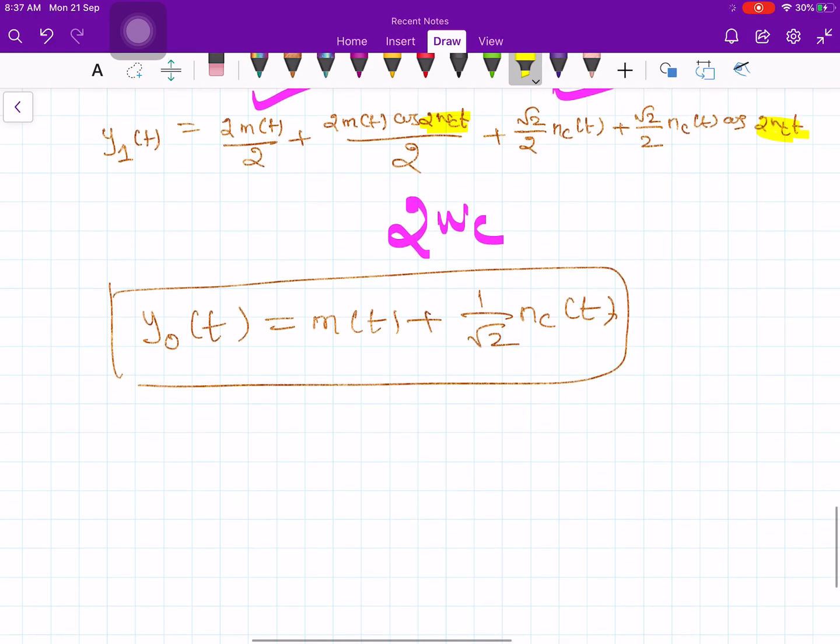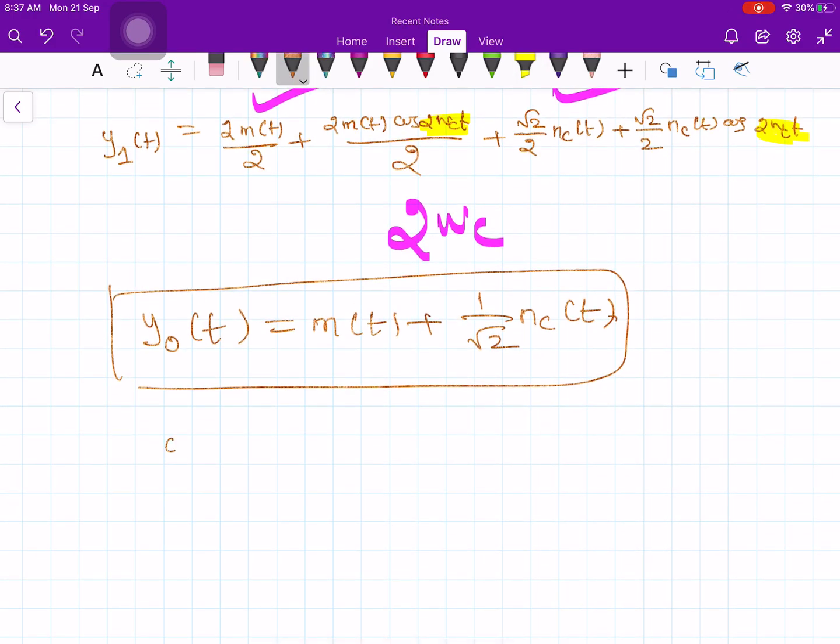Now what is your output signal here? Signal part. So this is my signal, right? Therefore m of t. Okay, what is the output signal power? S naught is equal to m square bar, the same as the input signal power. Now what is your output noise power? You can calculate it from this. This is my noise component.